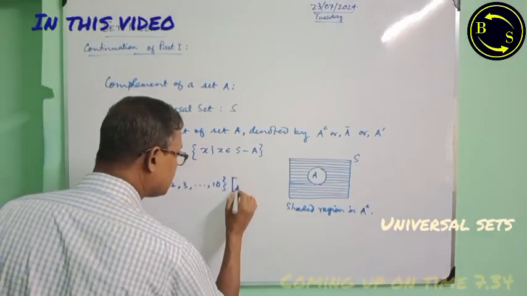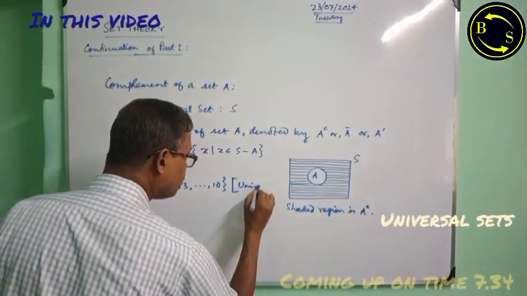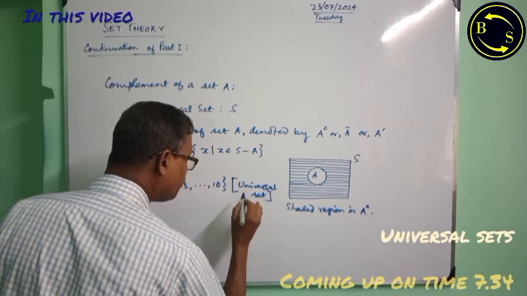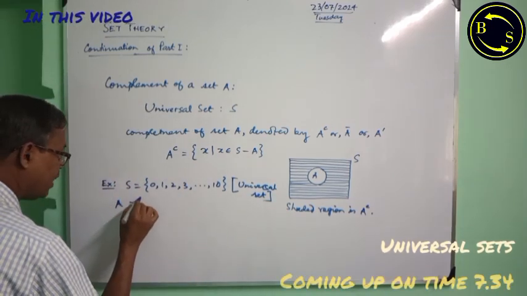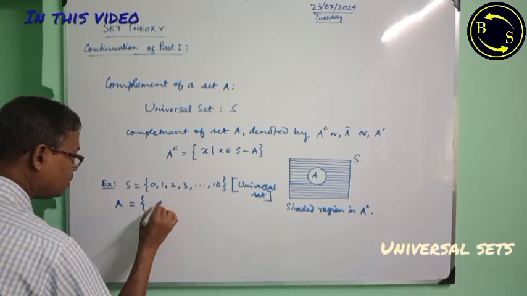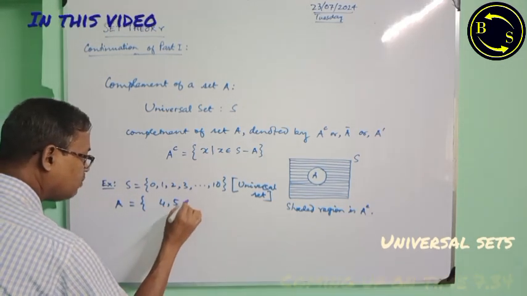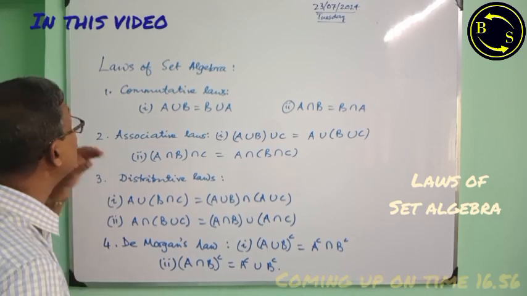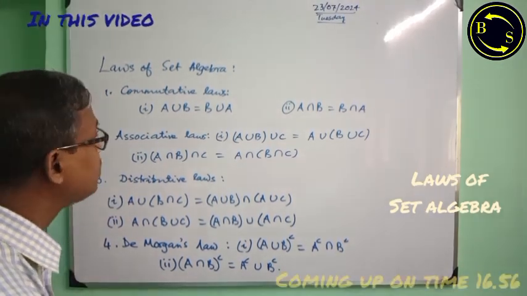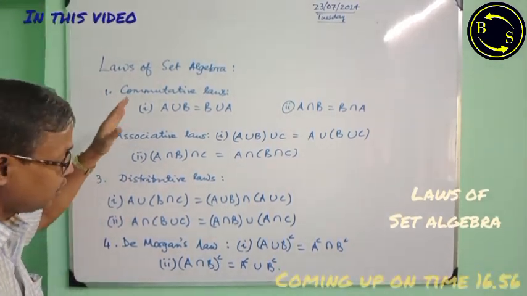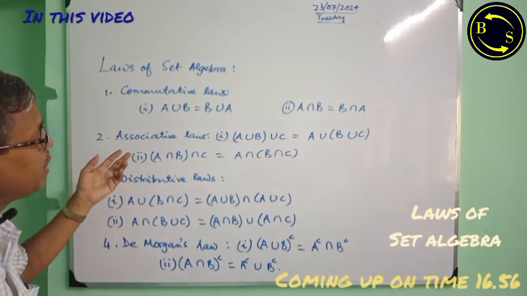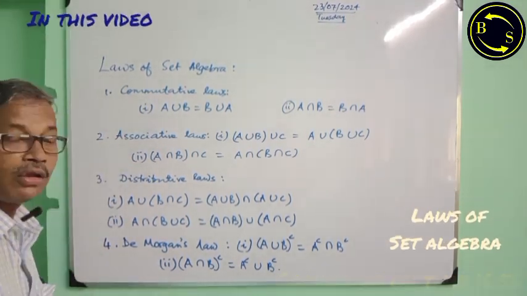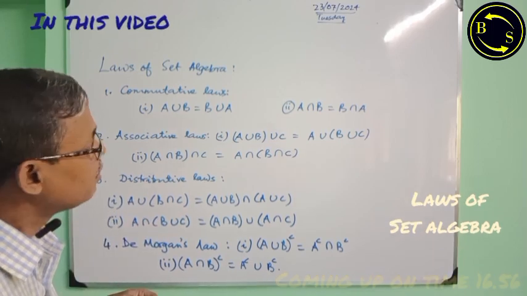This one can be treated as universal set. And set A, set 4, 5, 6, 7. We have more laws, but first of all, we verify with the help of Venn diagram or prove few of these, not all. I shall discuss few.